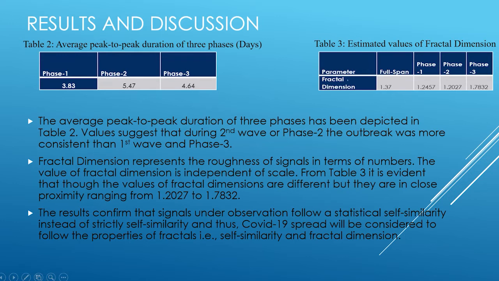Here in table 3, the fractal dimension represents the roughness of the signal in terms of numbers. The value of the fractal dimension is independent of scale, and it is evident from the table that though the values of the fractal dimensions are different, they are in a close range from 1.2427 to 1.7832. These results confirm that the observed data show statistical self-similarity instead of strict self-similarity, and thus the COVID-19 spread can be considered to follow the properties of fractals.